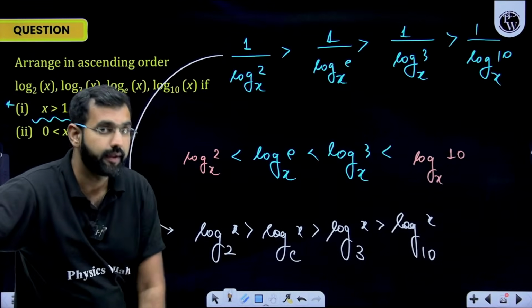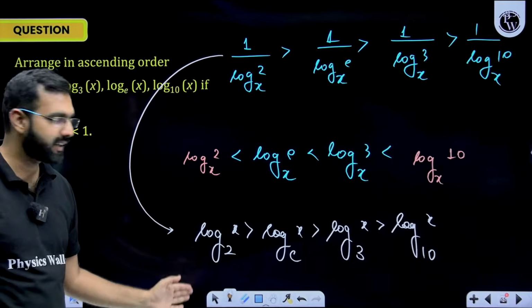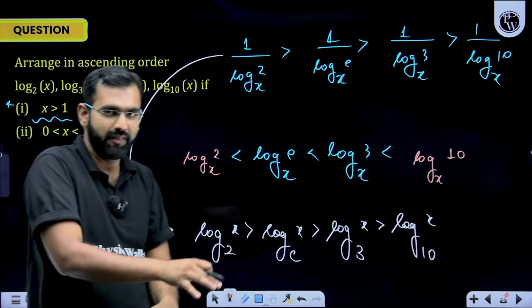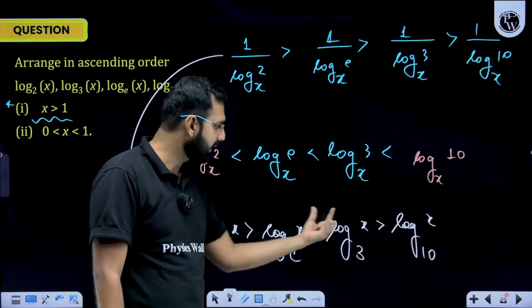Sir, what if the base is between 0 to 1? So when the base is greater than 1, this is the order. When the base is between 0 to 1, the order changes. Least, greater, greatest.